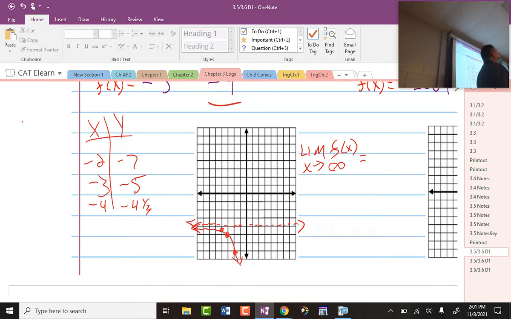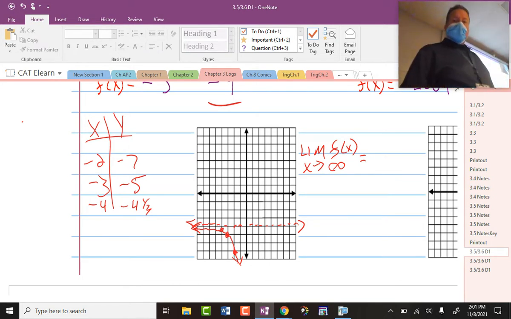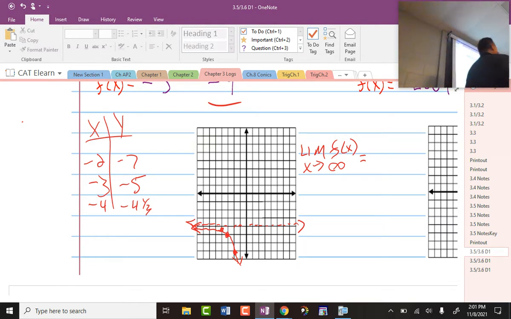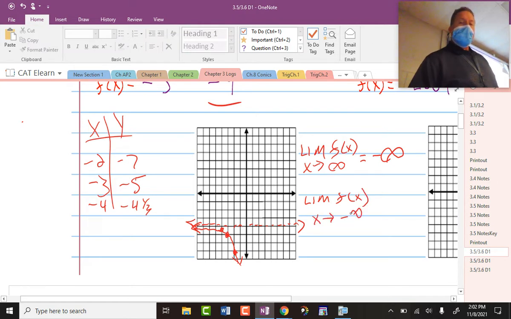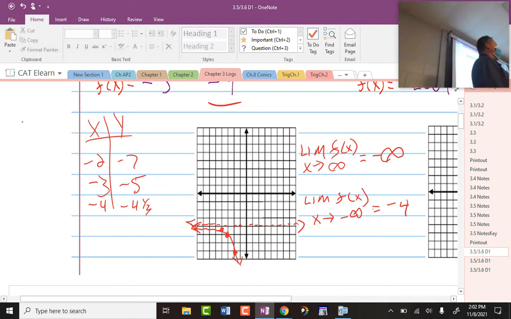As x goes to infinity, what's the limit of f of x? Okay, so as x goes to infinity, where does y go? Negative infinity. Once we do the hands, it makes it easy. And then as x goes to negative infinity, what's the limit of f of x? That's the asymptote, and that's good. Good answers, done. And then I verbalized the domain and range. Should be okay on that one.